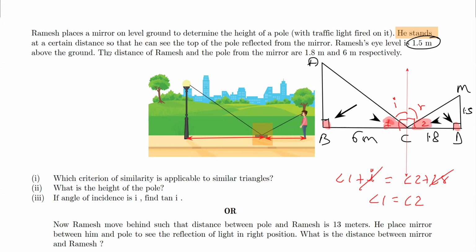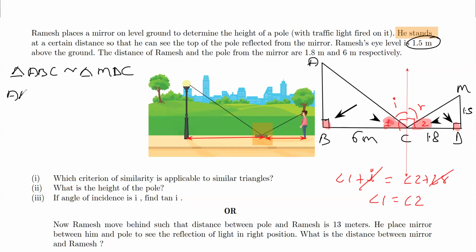Then in the next part we have to find the height of the pole. This is the height of the pole we have to find out. Once we have proved these two angles equal, we can say the triangles are similar. That is, triangle ABC is similar to triangle MDC. Now, if two triangles are similar, then we can write their sides as proportional.